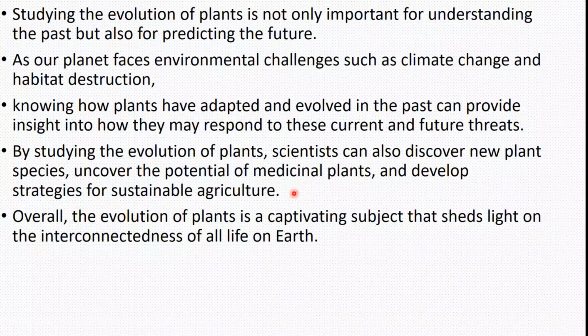Also, new plant species are discovered every now and again, and I'm sure most of you, if you go and further your studies in botany, will study different species. While you are focusing on a certain species, you think, oh, I've discovered a subspecies. Then you discover a whole new species, and that's your discovery, and then you can deduce what can come after. So the overall evolution of plants is a captivating subject that sheds light on the interconnectedness of all life on Earth.